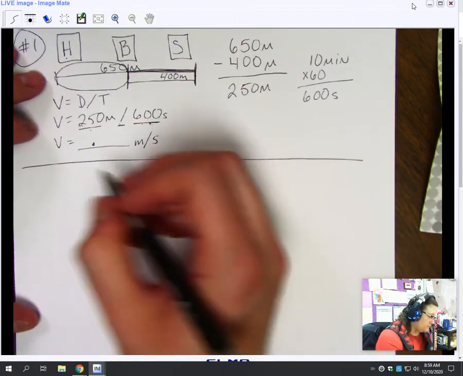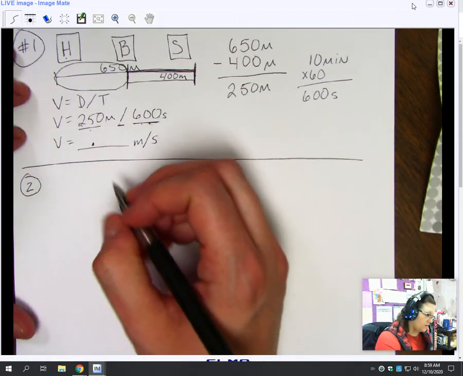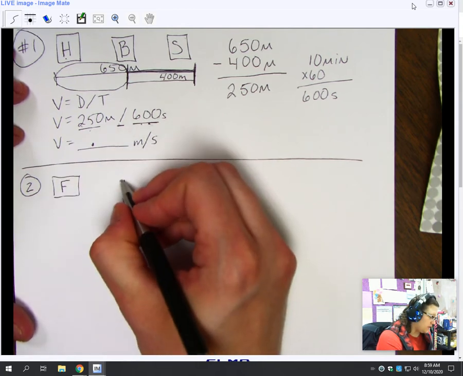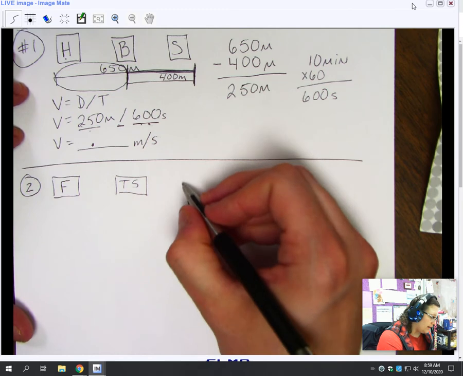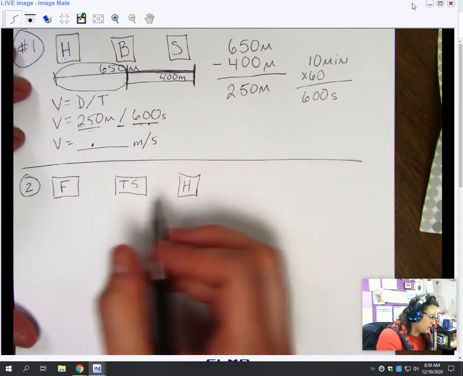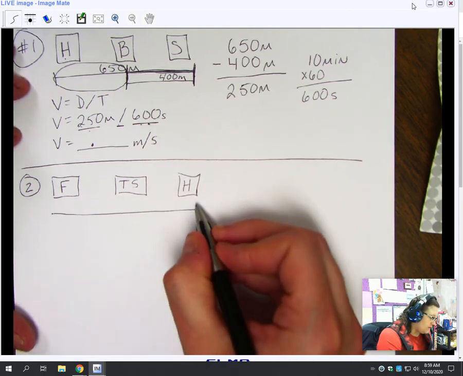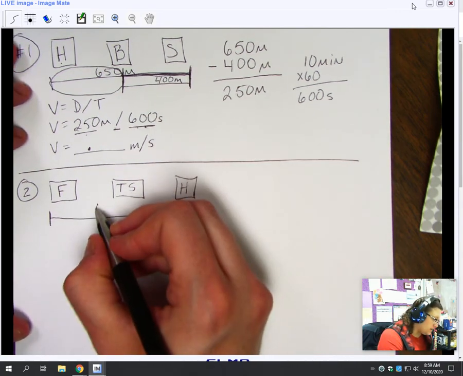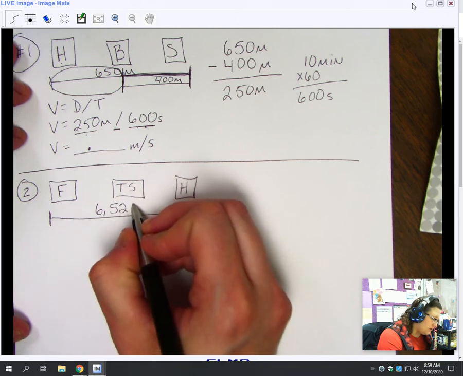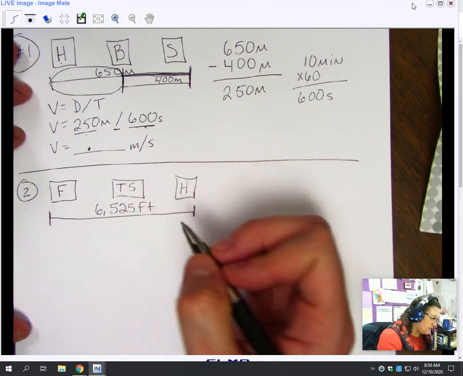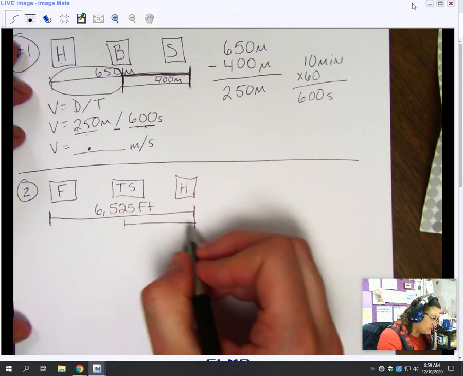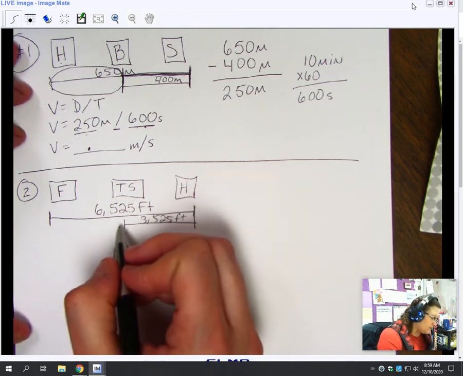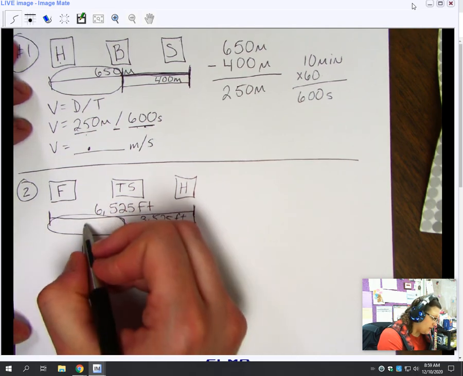Number 2 talks about football practice, a train station, and going home. Similar to number 1, they tell you the total distance from the football field to home is 6,525 feet. The distance from the train station to the house is 3,525 feet. They want to know how fast he's going right here.